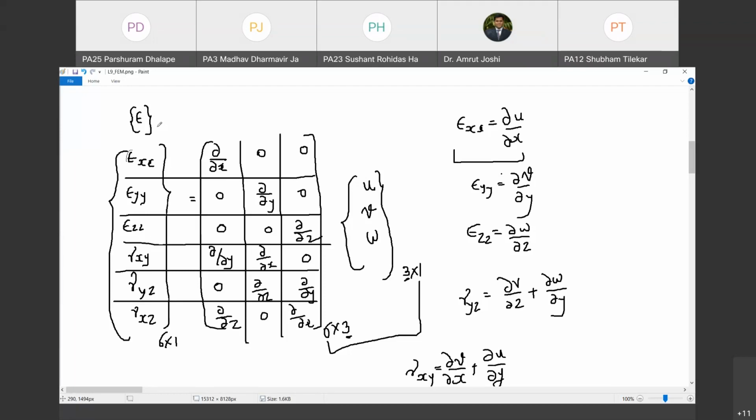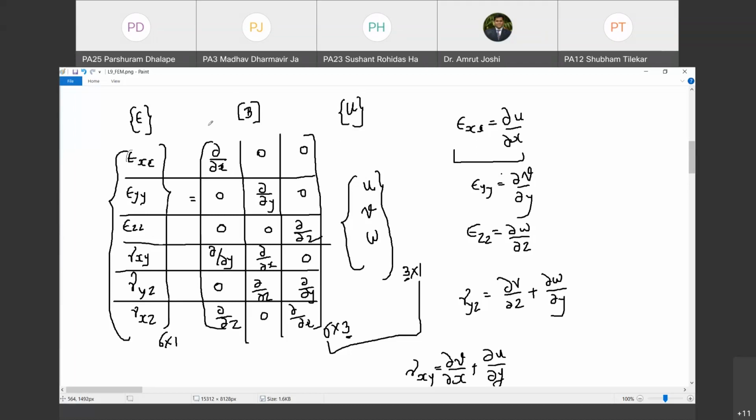And this matrix, we are going to call it as B matrix. So B matrix is a matrix of differential operators. And then this matrix we are going to call it as U matrix. Though I say it as U matrix, it actually involves three displacement fields, which are U, V, and W.